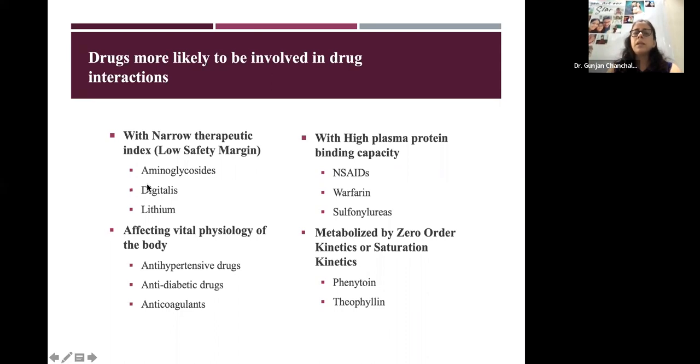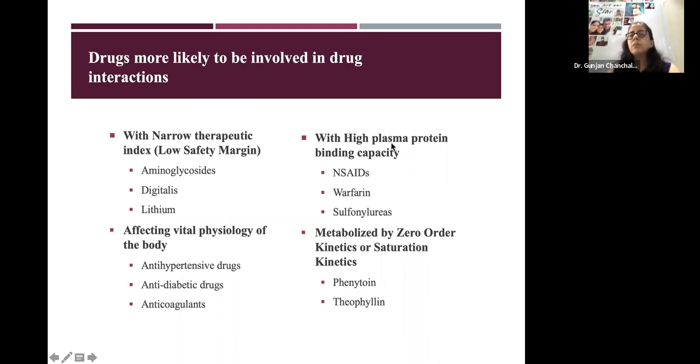The drugs used in ICU with this property are mainly digoxin, though we use it less these days, but digoxin is a very important drug with a low therapeutic index, and drugs like aminoglycosides and lithium also have a low safety margin. Drugs which affect the vital physiology of the body, that is blood pressure, diabetes, coagulation, especially anticoagulants like warfarin, have a lot of drug-drug interactions, and also drug and food interactions.